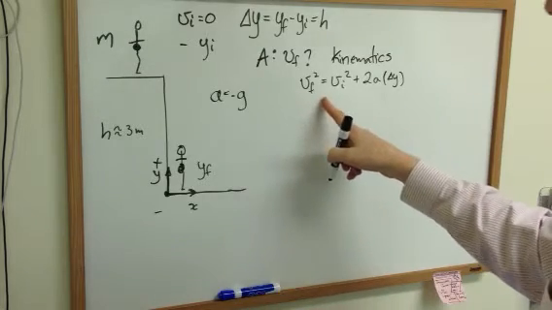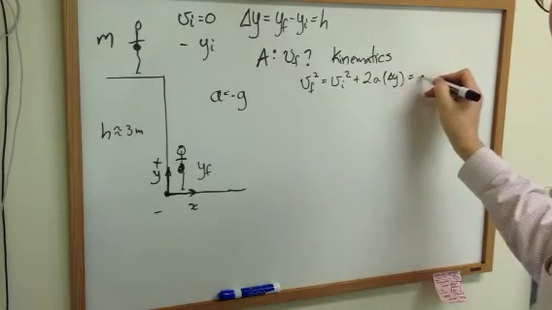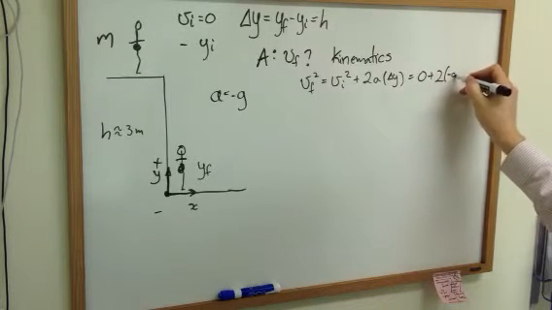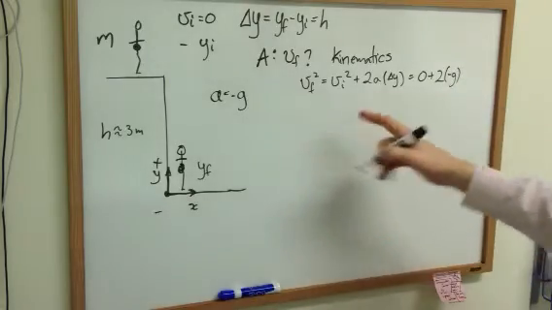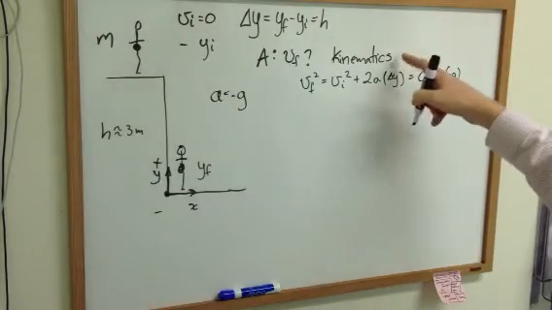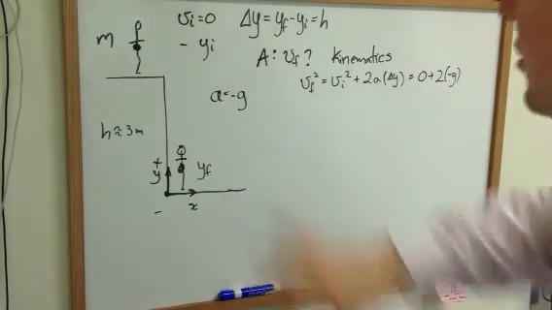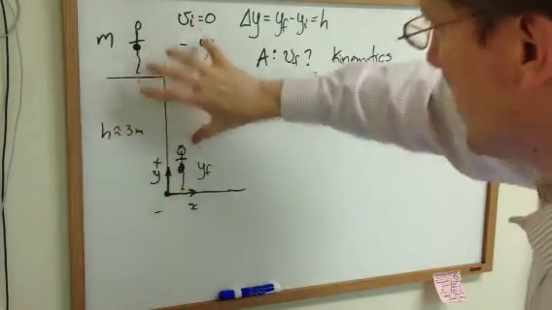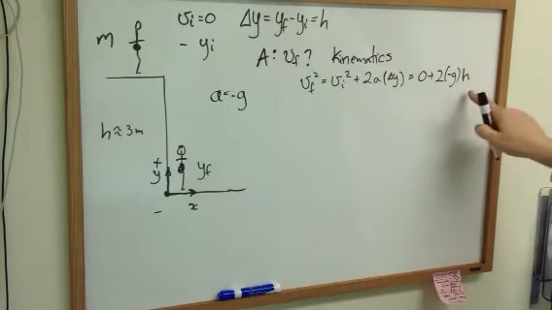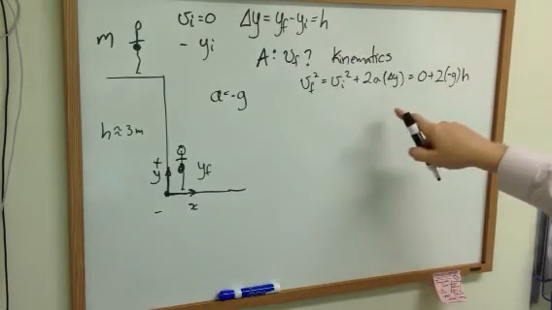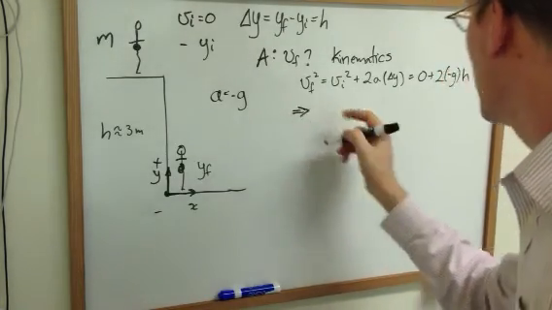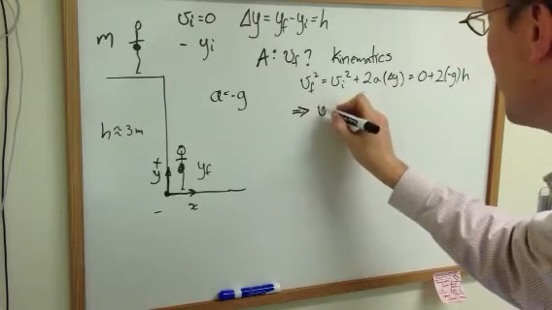Velocity final is what we want. Velocity initial is 0. The acceleration is negative g, which is negative 9.8. And our change in y, that's this h. This is y final minus y initial. That's how far he jumps down. That's the height of the ledge. So I'm just going to put h in here. You have values for h, you know g. We're looking for the final velocity, which is what we don't know. The initial velocity was 0.